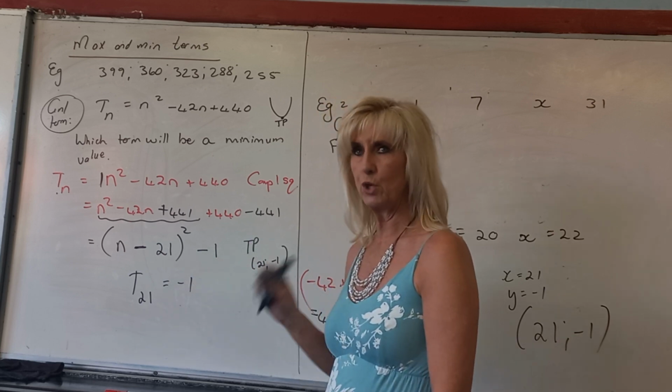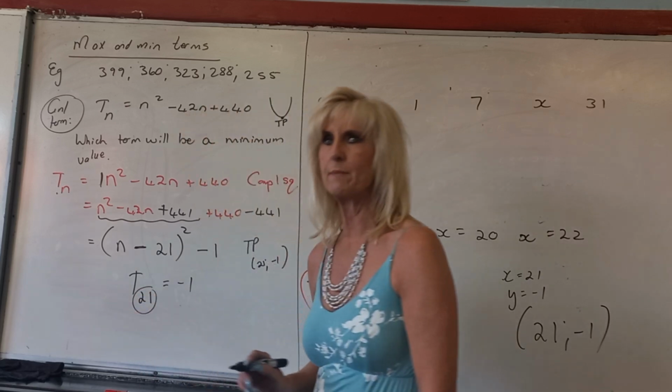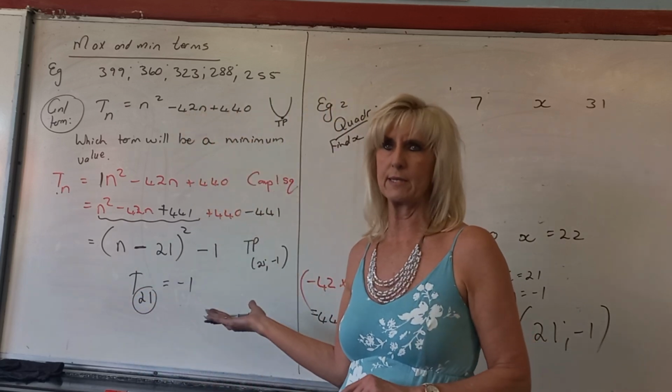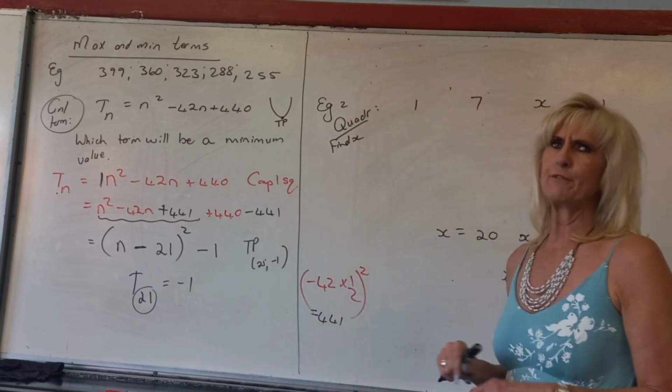That was my question. Which term will have a minimum value? So term 21 would have the minimum value. They never asked me what it was, but I can see it is negative 1. Okay. But man, can't I do it in a different way?